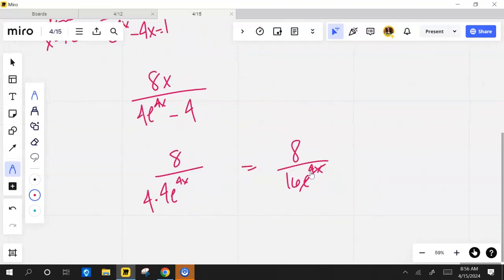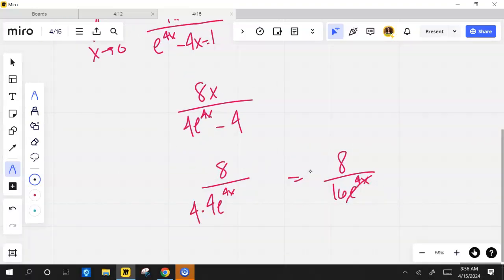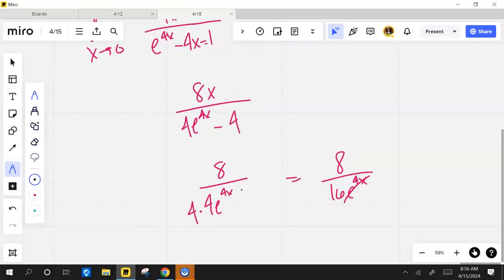So this is the point where I plug in 0. So I L'Hopital it twice, right? Derivative top, bottom. And then if I plug in 0 here, e to the 0 is 1. That goes away, so 8 over 16. So L'Hopital at once is going to give a 0 over 0.